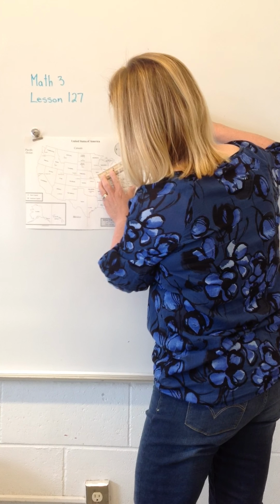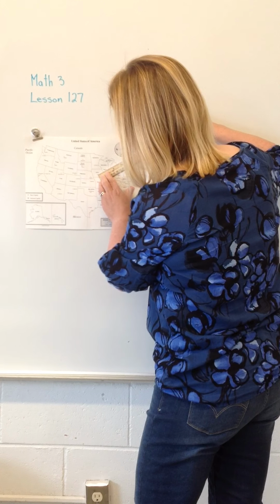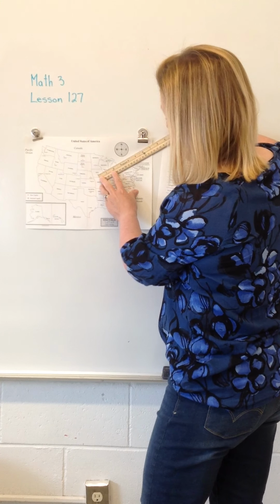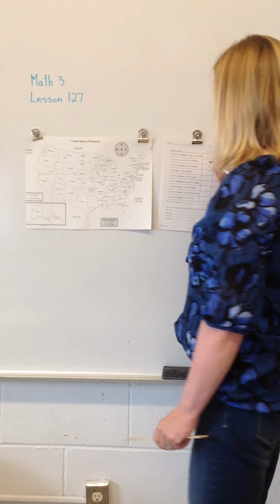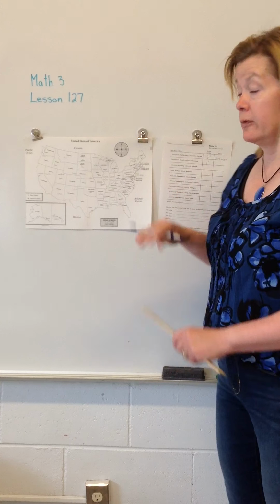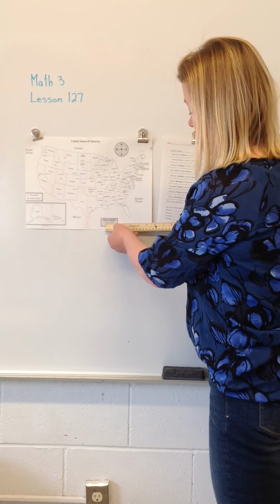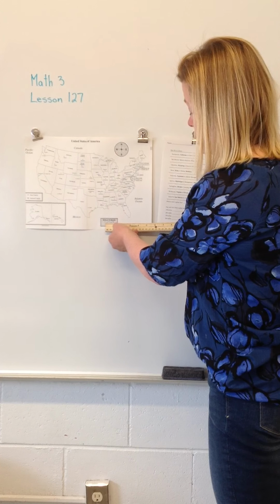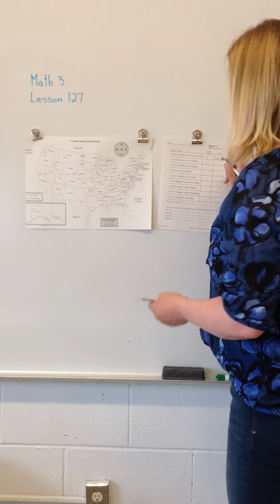I'm going to put my zero of my ruler on Des Moines, and then, oh, look at that. It's 1 inch. That's what I'm going to write here. 1 inch. Now, if you need to, you can put your ruler up to the scale to see how many miles 1 inch is. Or you may have remembered that 1 inch is 400 miles.